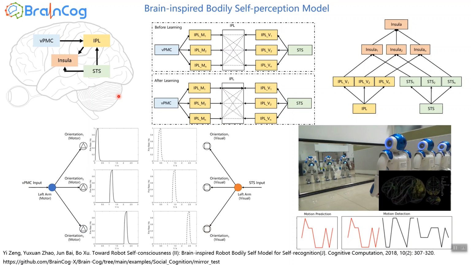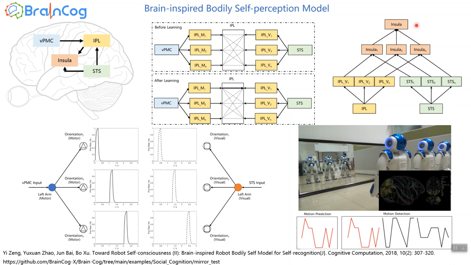The IPL relies on motor visual associative learning in the computational model. The IPL contains two areas, the IPLM and the IPLV. IPLM is the area where the motor perception neurons in the IPL are located, and the IPLV is the area where the visual perception neurons in the IPL are located. The former receives self-motion information from VPMC, while the latter receives visual motion information from STS.